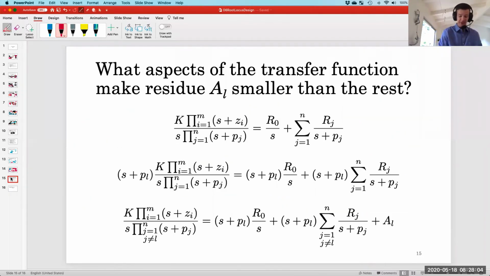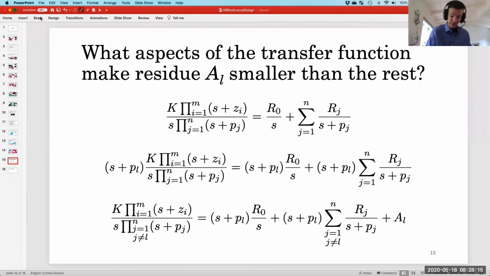So the question now is, what things about the transfer function would make one residue smaller than the rest? And to answer that, we're basically going to do the cover-up method, but with no numbers. Okay, so back here, this is what we originally said. So this is the step response before partial fractions.